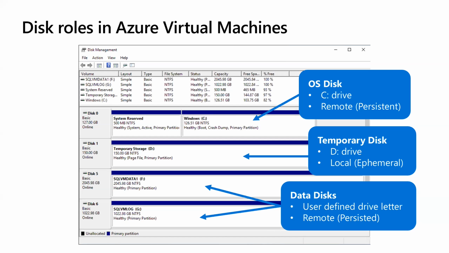That's okay. Does that mean that the temporary disk provides better IO performance? That's a good question.